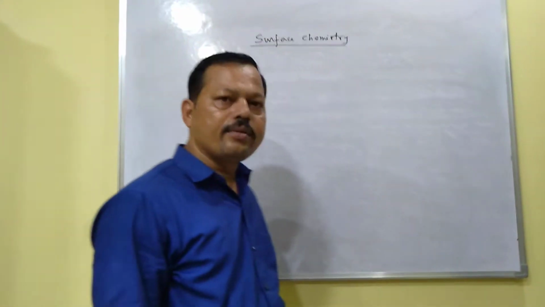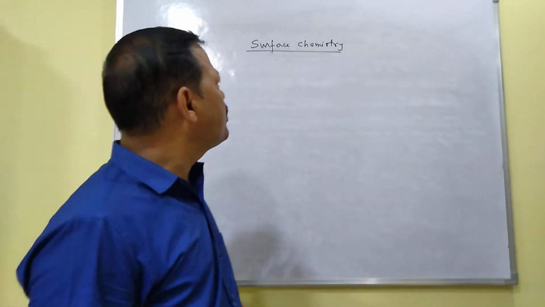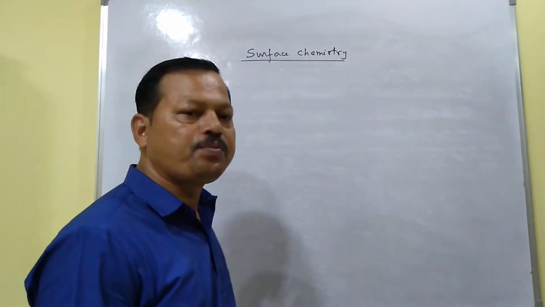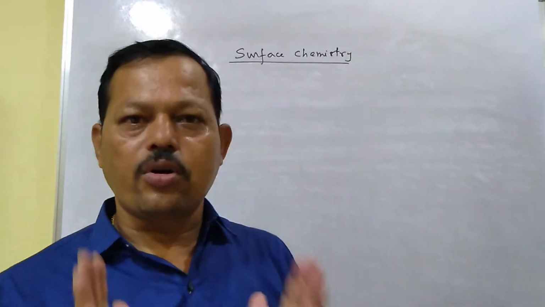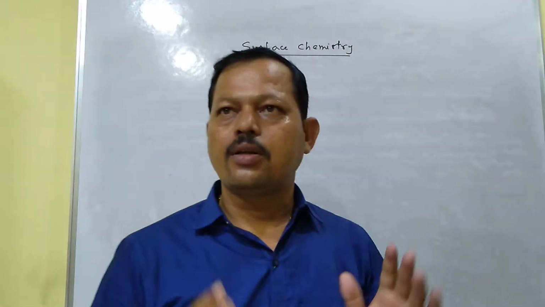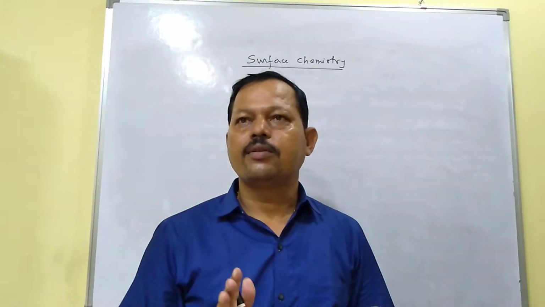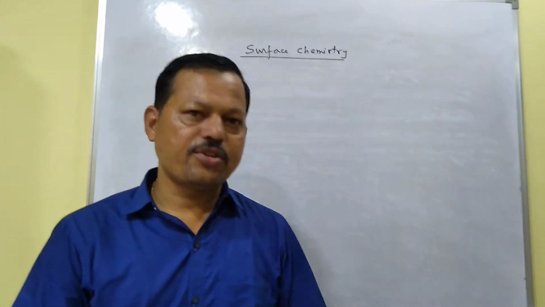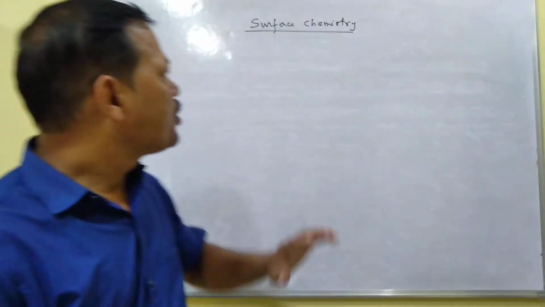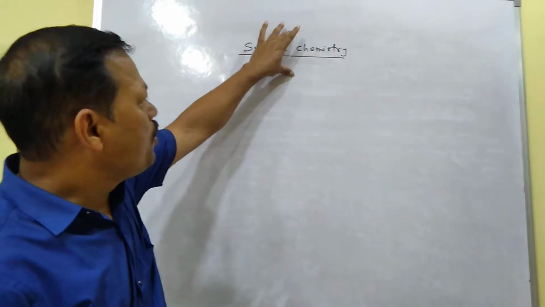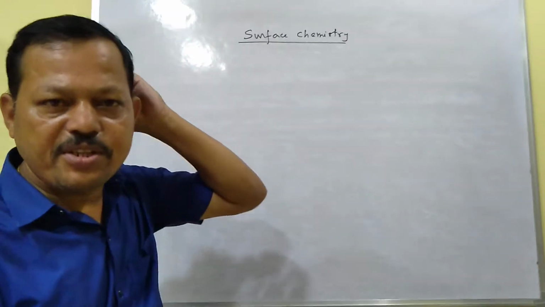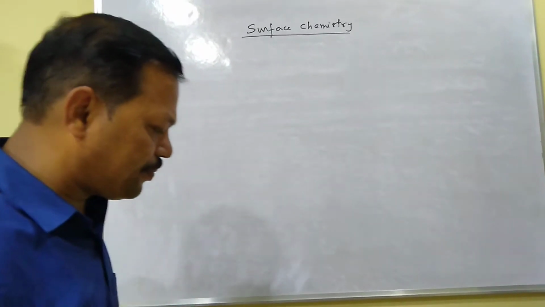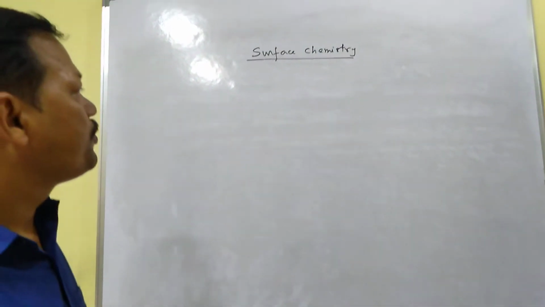Good morning, students. Today we will start a new chapter, which is surface chemistry. We have already finished three chapters: solutions, electrochemistry, and chemical kinetics. So now we will start surface chemistry, which is another chapter.